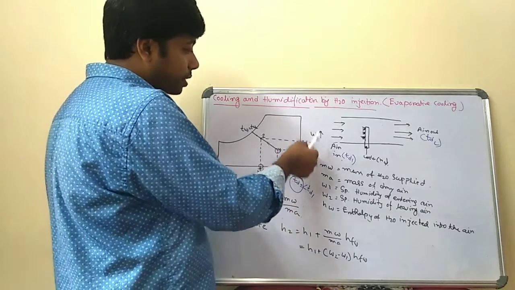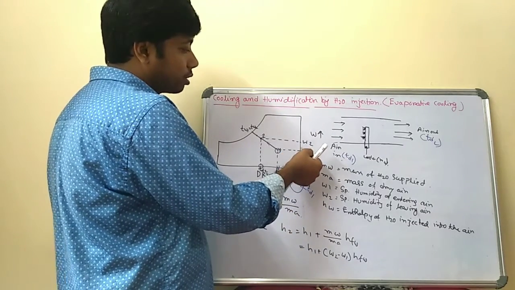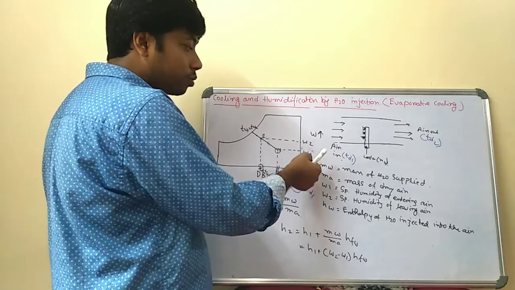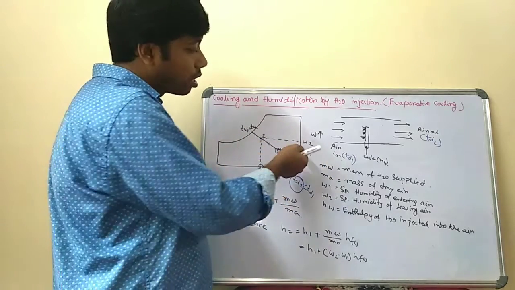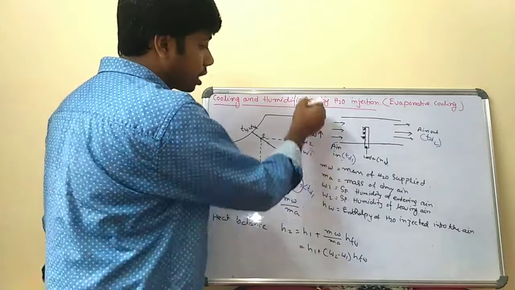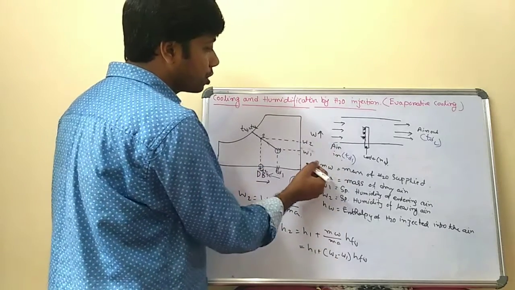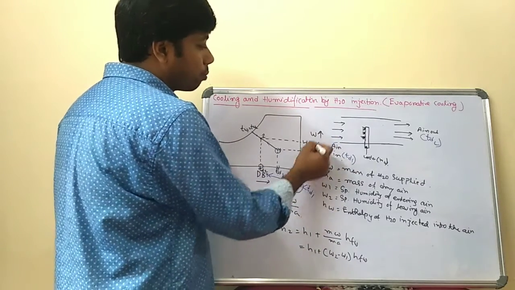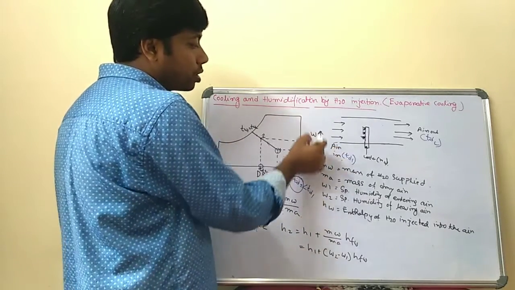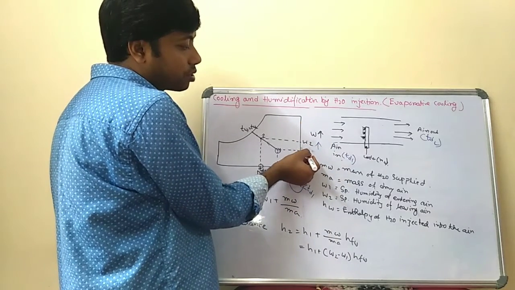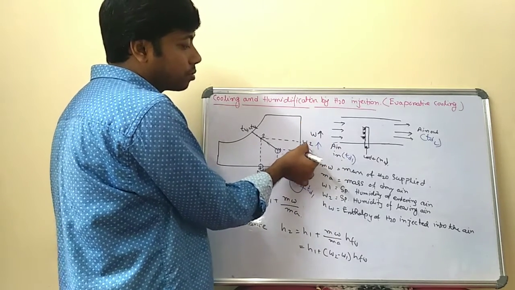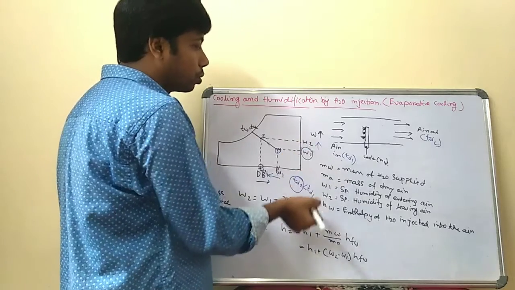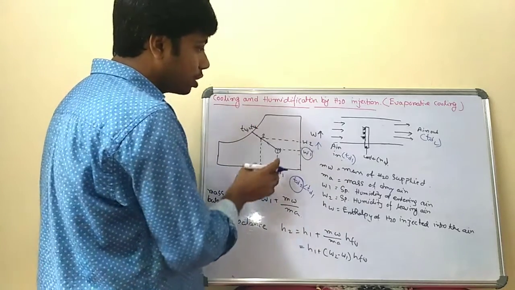What about humidification? Humidification means the amount of water vapor is added through the process. As you know from the psychrometric chart, these are specific humidity lines. As you go from bottom to top, the specific humidity value increases. So the specific humidity increases from W1 to W2 for this process of cooling and humidification.